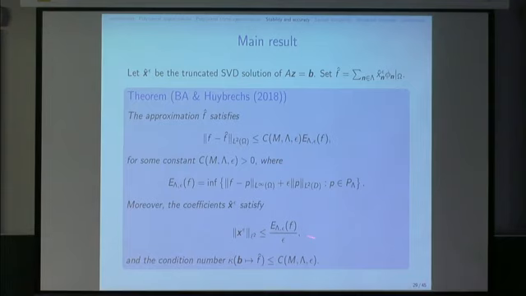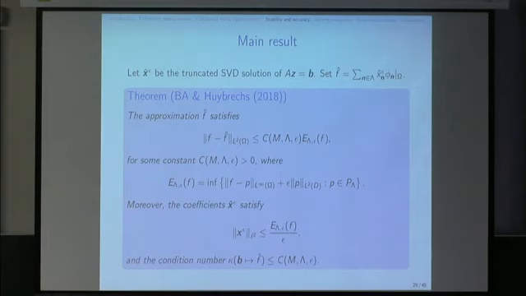We can say something about the coefficients. They're bounded as well in terms of this approximation error. And finally, we can say something about the condition number of our approximation. So if we consider the mapping from our data that's contained in the vector b to our approximation f hat, we look at the condition number of that. That's again bounded by this constant here. So what does this mean?